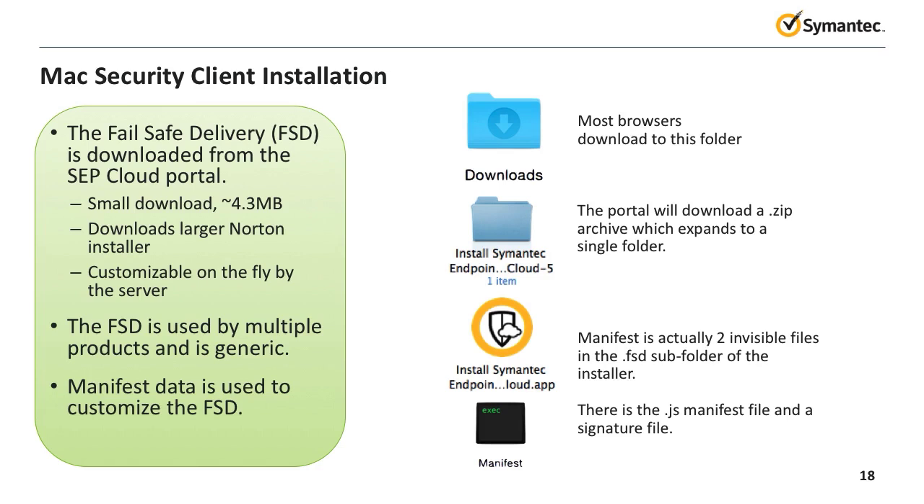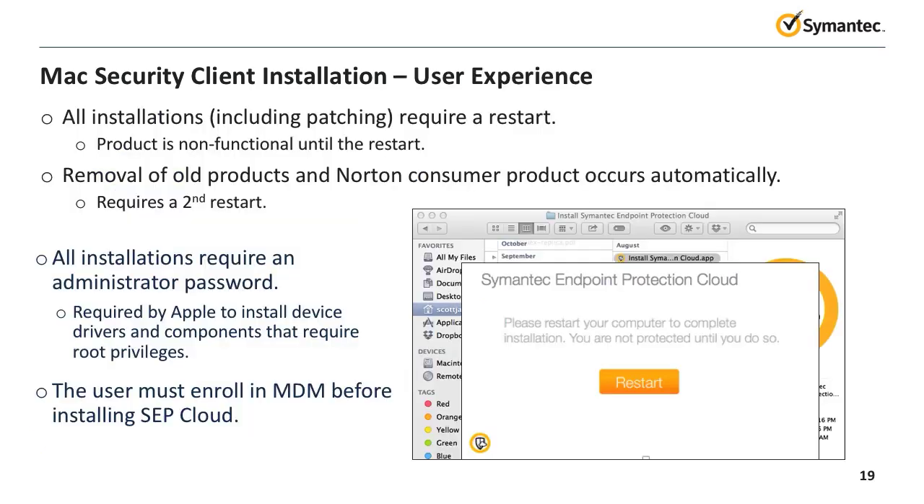The FSD uses a manifest file to customize it, as it is a generic stub application used by additional products as well. The download generally goes to the Downloads folder. It's a zip file that expands into a folder. Within this folder is the installer you'll need to run, as well as the manifest files in their own hidden folder. All installations, including patches, require a restart.